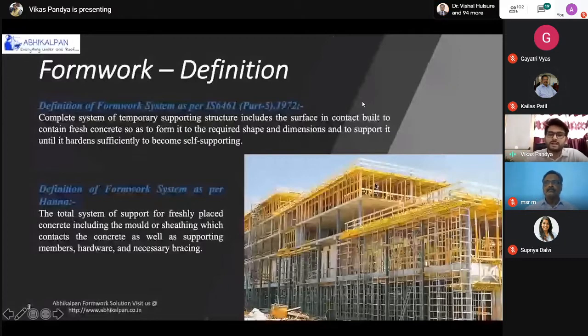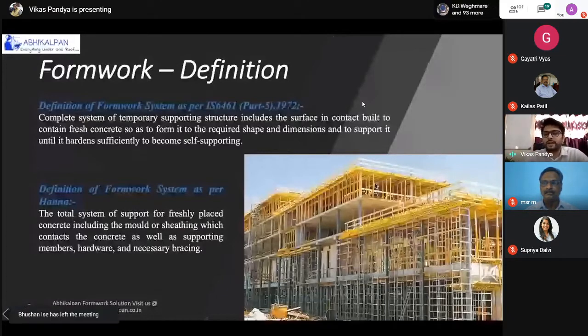The other is the crane set system. These are the various systems for which we will require hoisting equipment such as a crane or hydra, like that. And the third one is other types of horizontal formwork system. Mainly this system covers special structures like domes and arches.